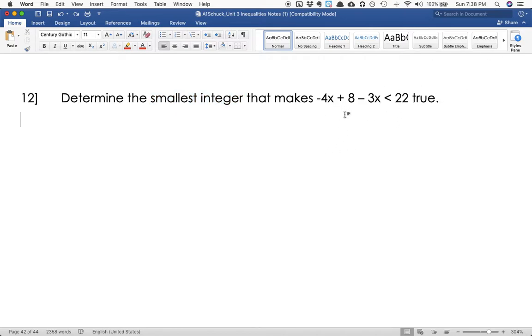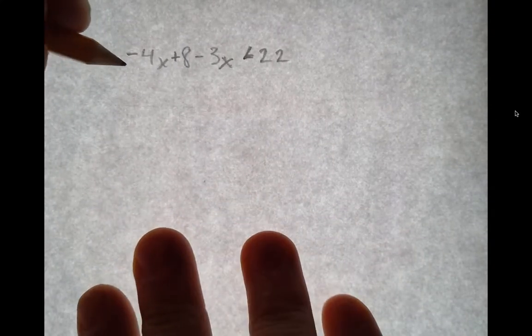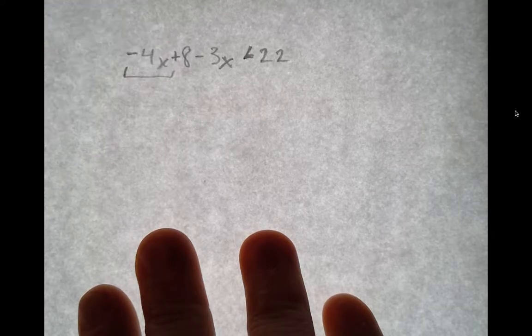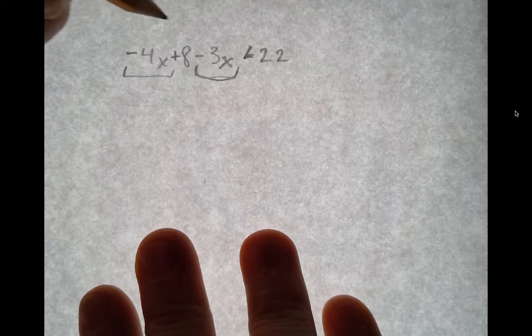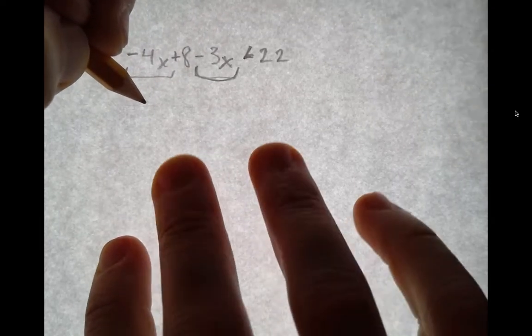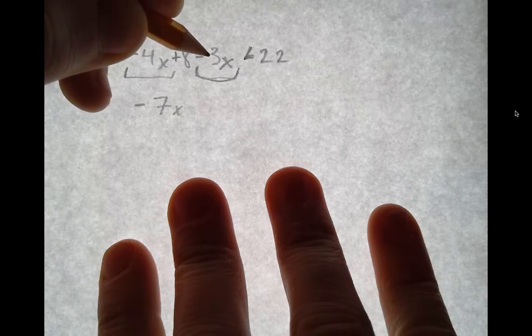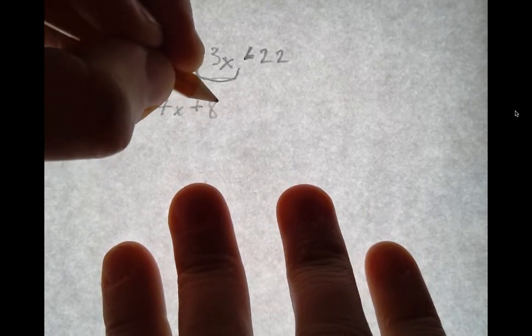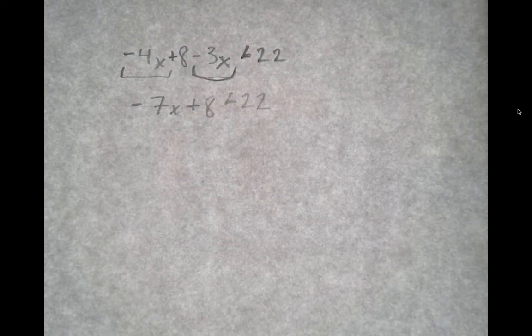So first thing we got to do, let's solve for x and then come back to really answering the question later. So here I already rewrote the problem, negative 4x plus 8 minus 3x less than 22. And let's just go ahead and solve it. Here, I recognize I've got like terms in my negative 4x and my negative 3x. So we're going to go ahead and combine those like terms. Negative 4x minus 3x is going to become negative 7x, negative 4 plus negative 3. And then I just keep that 8 and keep that less than 22 over there.